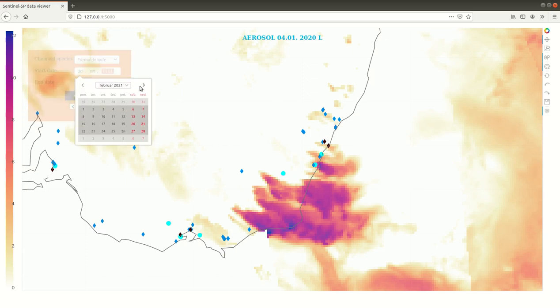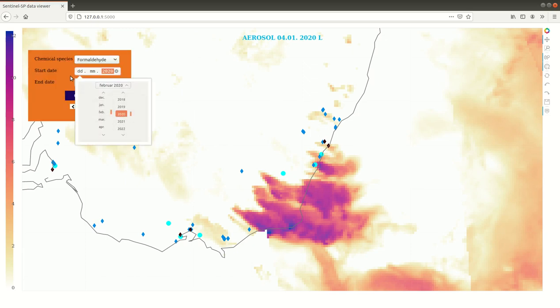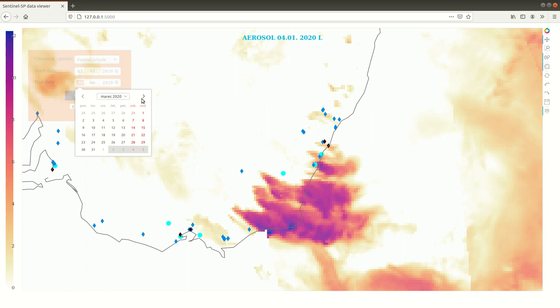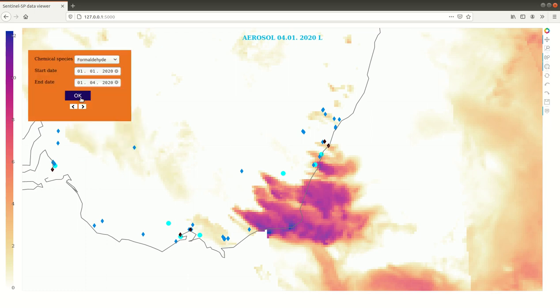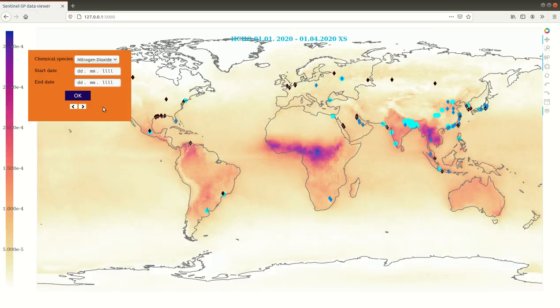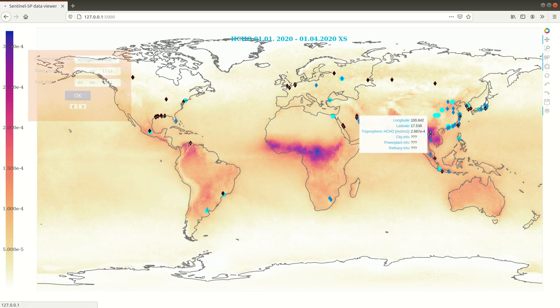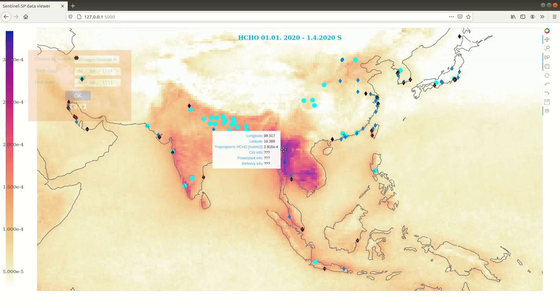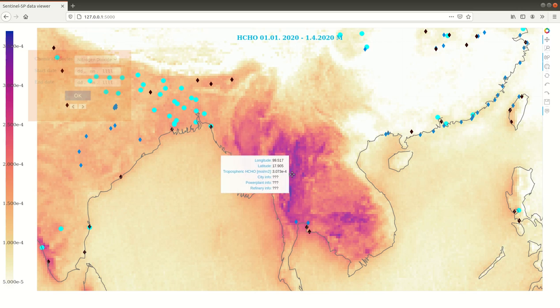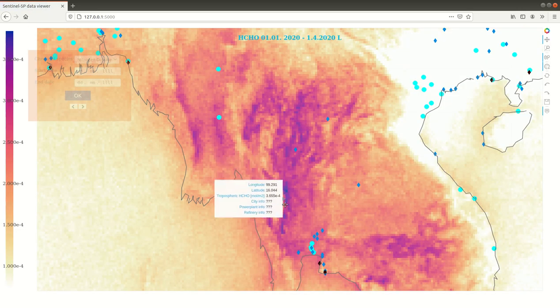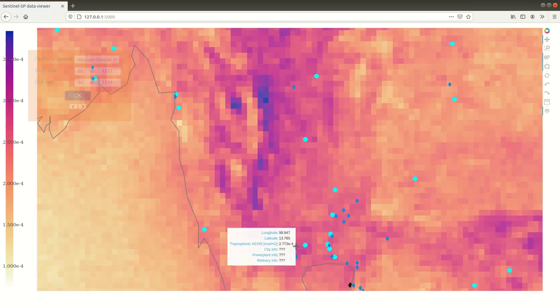Now when fuel derived from organic matter burns, it also produces formaldehyde. Let's take a look at the average concentration of formaldehyde in the first 3 months of 2020. And we see some elevated concentrations here, here and here. Again, by double clicking we zoom in on Thailand. And we can zoom in some more.